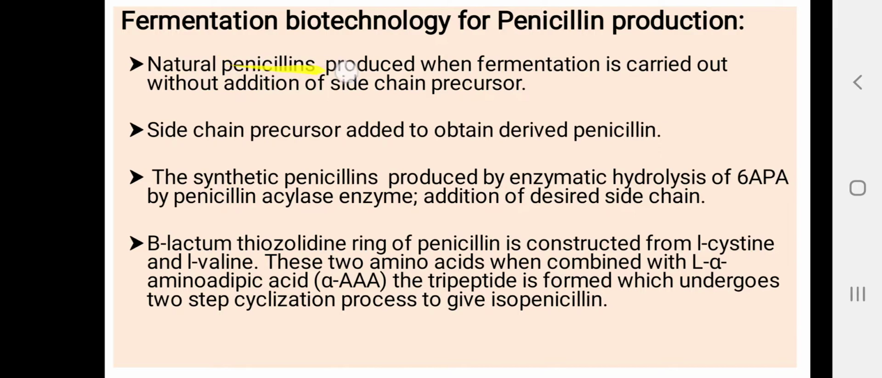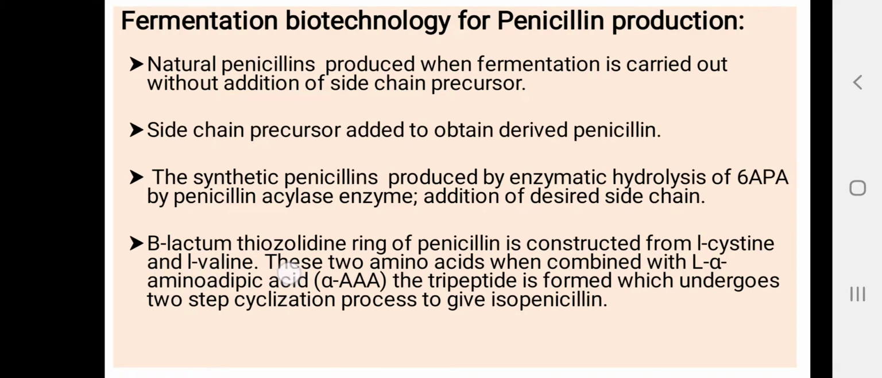Now let us look into the fermentation biotechnology for penicillin production. Naturally occurring penicillins are produced when fermentation is carried out without any addition of the side chain precursor. If we want to get derived penicillin, then we need to add side chain precursors. Synthetic penicillins are produced by enzymatic hydrolysis of 6-APA by penicillin acylase enzyme, and this results in the addition of the desired side chains.